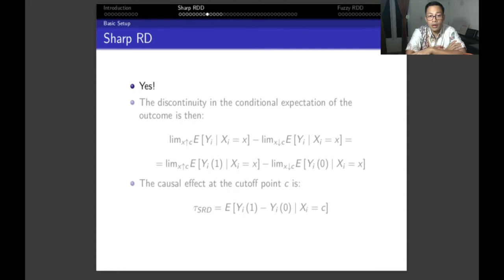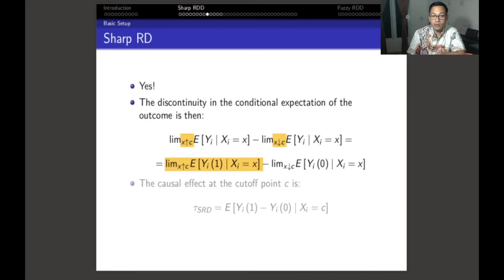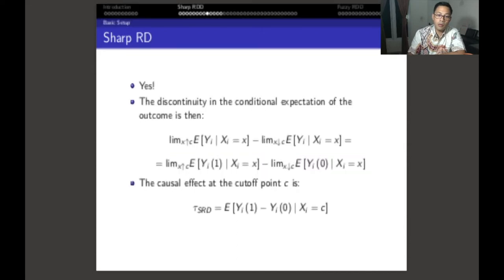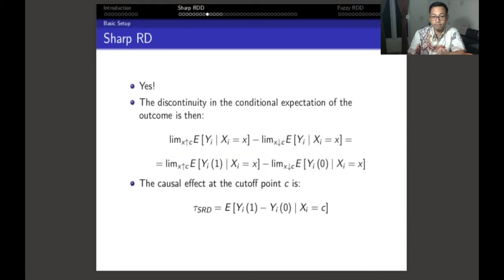Okay, so for that case, we're just going to briefly discuss the conditional expectation. The conditional expectation is going to be different because now the treatment group are those who close in on the cutoff from below, while the control group are those who close in on the cutoff point from above. Again, we're comparing the expected outcome of the treatment group closing in from below the cutoff point and the expected value of the control group closing in to the cutoff point from above. And so the causal effect at the cutoff point is going to be the following.